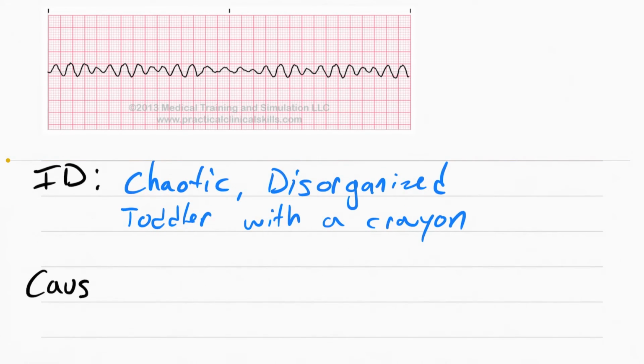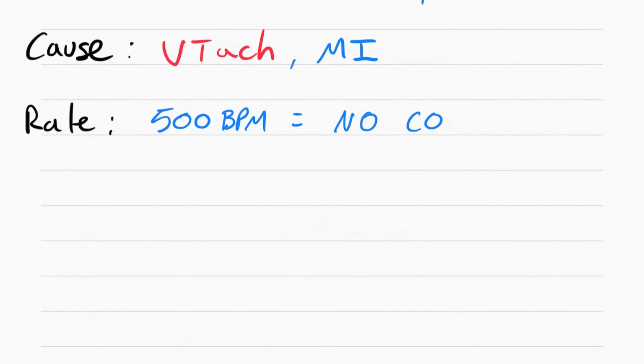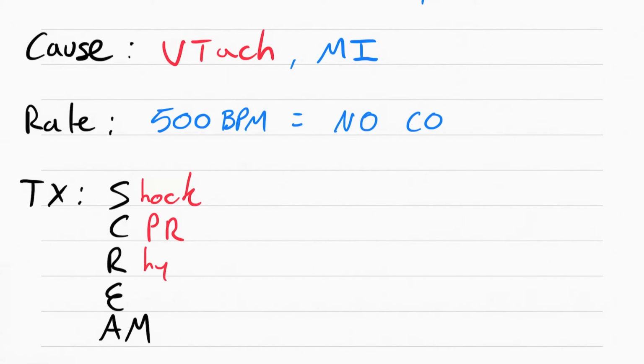The main causes for ventricular fibrillation are ventricular tachycardia and myocardial infarction. The rate is going to be very fast, 500 beats per minute. So there's no cardiac output whatsoever. Your patient has about 2 minutes before they're dead. What you want to do is scream. So shock, CPR, rhythm check, epinephrine, and amiodarone.